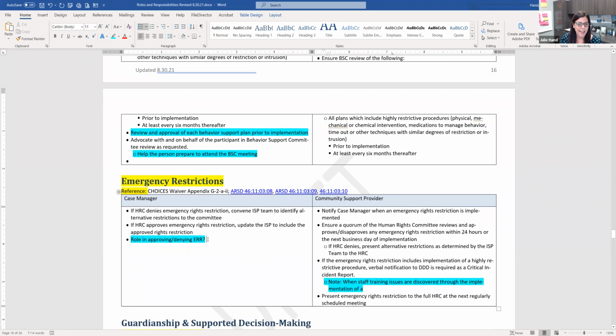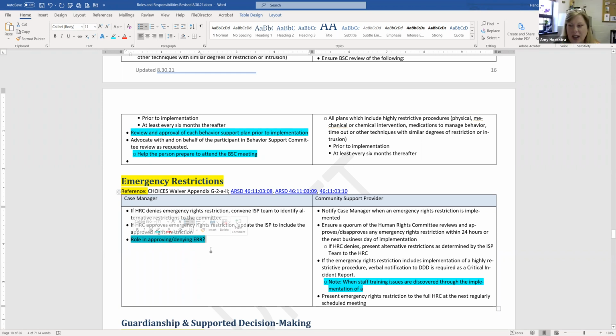Okay, so I had highlighted this area on the case management side, just with the thought in mind, because Jay and I hadn't had an opportunity to talk specifically about emergency rights restrictions, knowing that there are some that might be highly restrictive and some that are not, but assuming that the expectation would be the same for the case manager, but in that unique situation where it occurs after, not knowing quite how to phrase that. So Jay, any thoughts on this? Like it would be a similar role, correct?